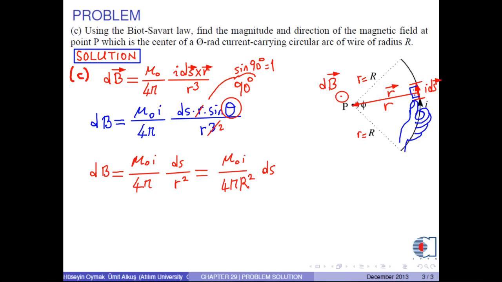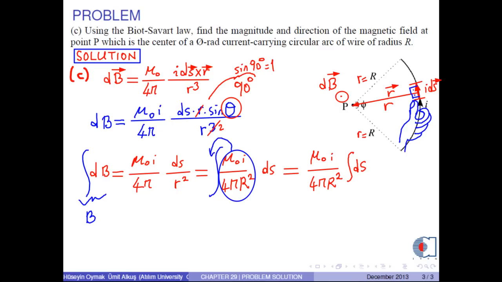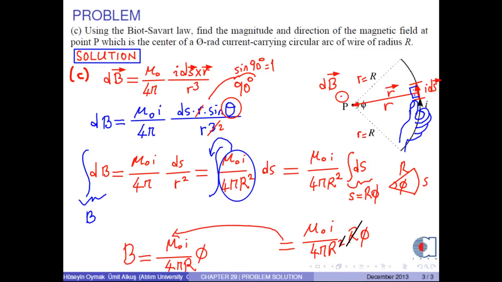Now, we can take the integral of both sides. The integral of dB is the total magnetic field B. On the right-hand side, mu0, I, 4 pi and r squared are constants, and they can be taken outside the integral sign. Then we are left with the integral of ds. The integral of ds is the total length, which is r times phi. r squared is simplified by r. Therefore, the magnetic field is obtained as mu0 times I over 4 pi r times phi.